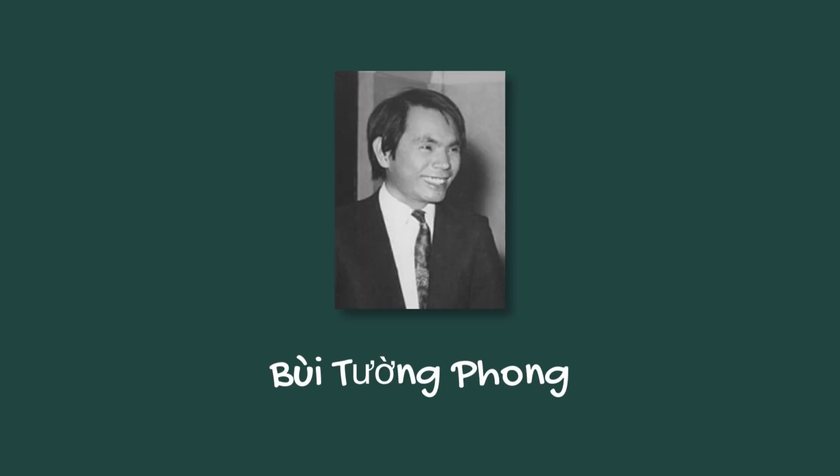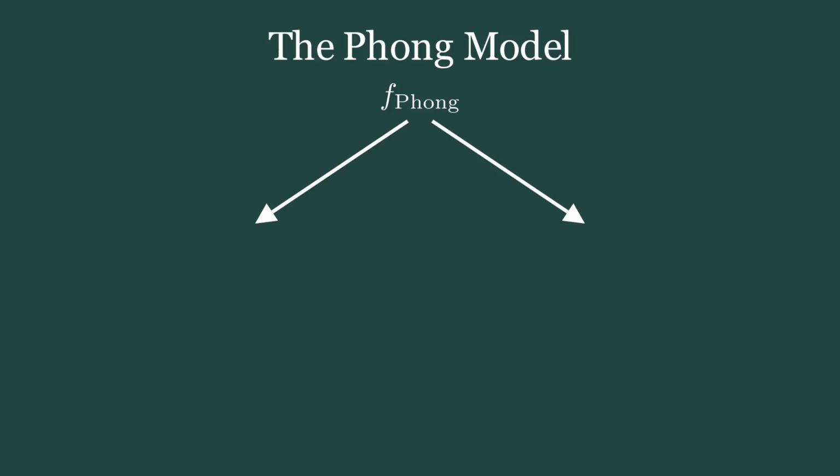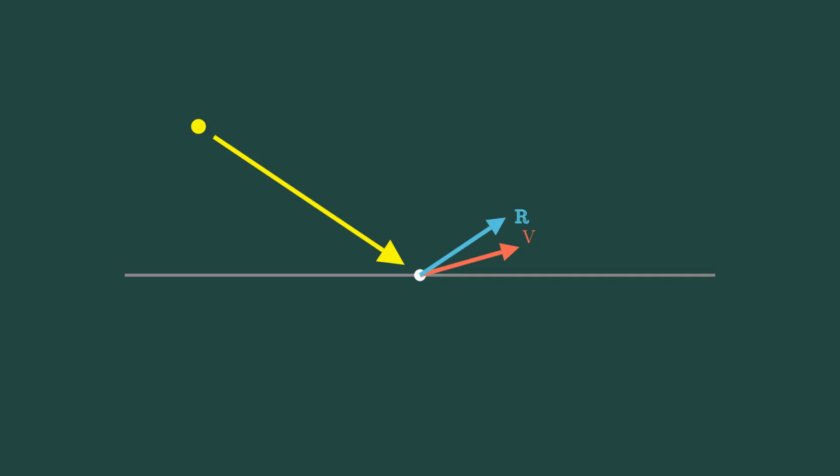So in 1975, at the University of Utah, Bui Tong Phong published in his PhD the Phong BRDF. The Phong model splits our BRDF function into two other BRDF functions: a diffuse BRDF that represents the Lambertian diffuse, and a specular BRDF that models the specular highlights using the dot product between the view vector and the reflected light vector. This means that the smaller the angle between these two directions, the stronger the specular highlight will be.